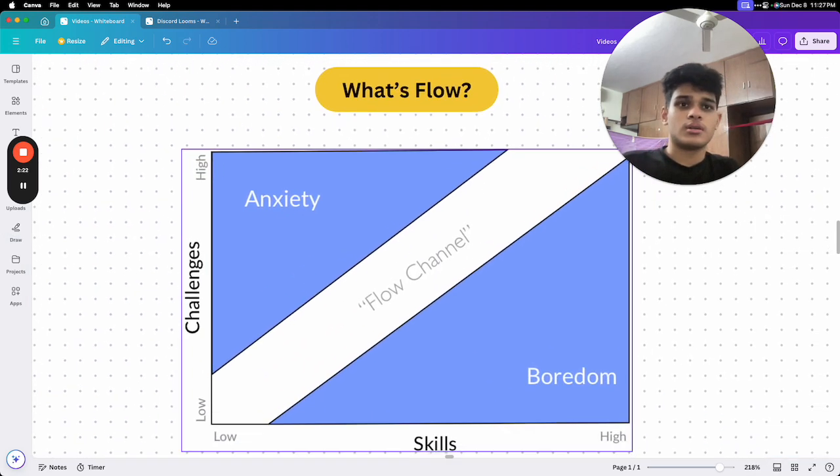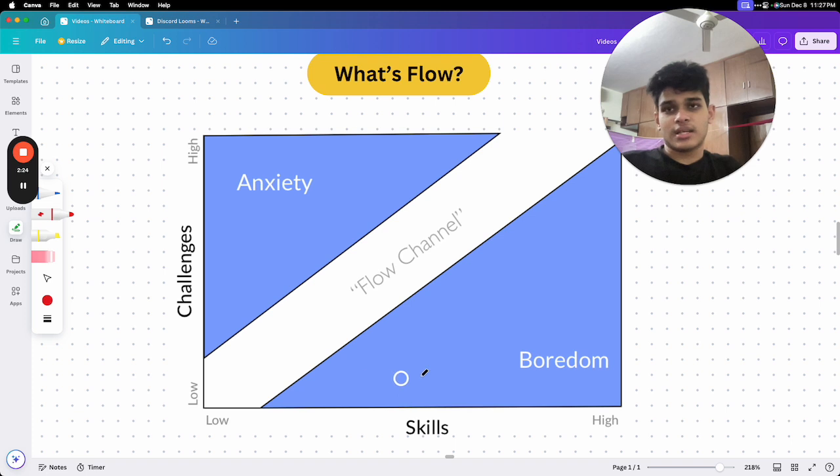The second thing, what is flow? Okay, this is what flow is by this diagram. You enter the flow channel when your basic graph is like it's linear basically, where if your challenge is too high, you get anxious and you want to quit because it's too hard. But if it's too easy according to the skills you have, you get bored.